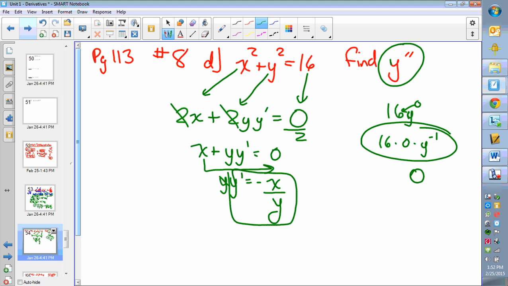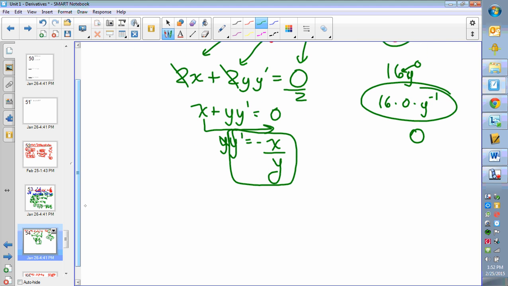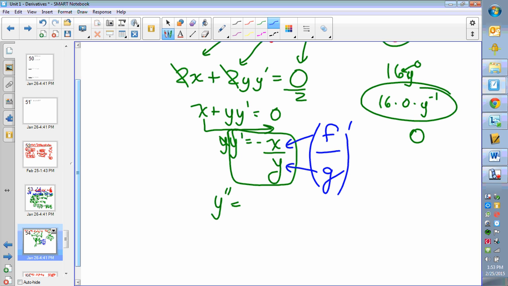That's the first derivative. So if you want the second derivative, you just do it again. So take the derivative of y prime and you get y double prime. And now taking the derivative of this function requires the quotient rule because you've got two things being divided. And your quotient rule says if you're dividing two things, you do f prime g minus f g prime over g squared. Don't get mad at me. I didn't make the rule.